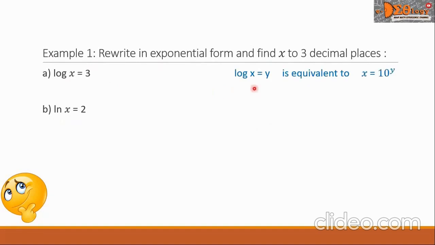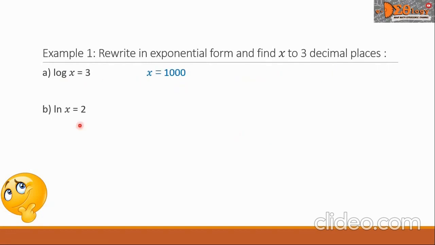Take note that log x equals y is equivalent to x equals 10 raised to y. It means to say this log x equals 3 is equivalent to x equals 10 cubed. Simplifying this 10 cubed will give x equals 1000. And this is the value that is required for problem A. We will copy this opposite problem A. Here we go.